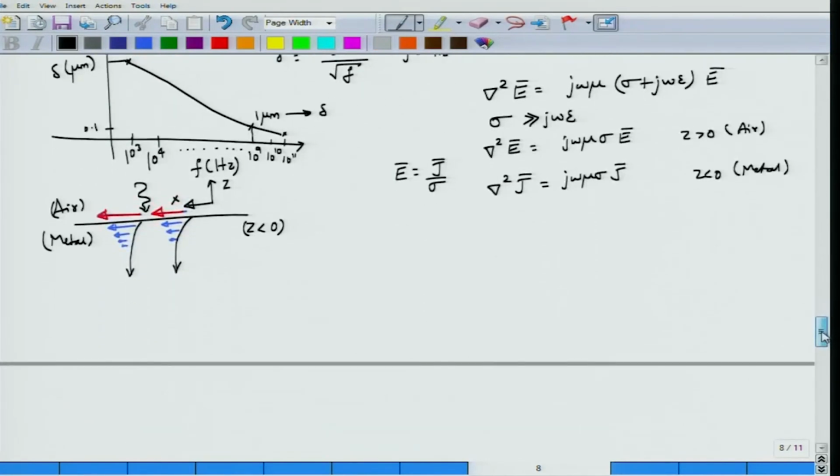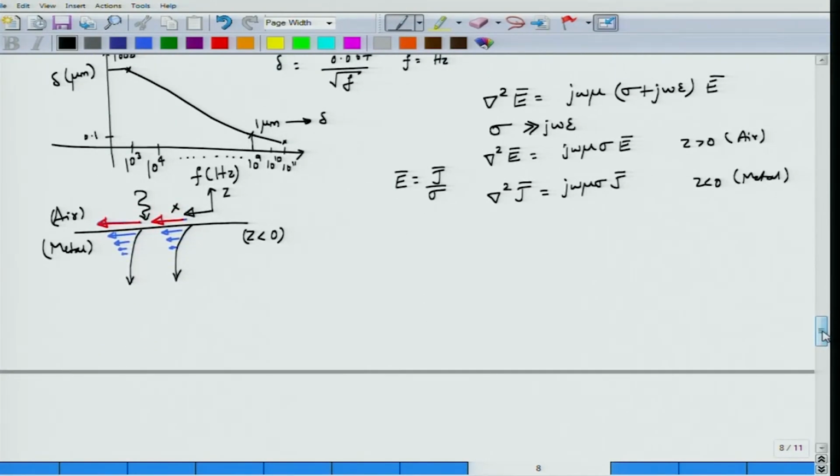But I already know that the electric field was propagating along z direction and polarized along x direction, and since E and j have the same polarization, I can replace this del square j by d square jx divided by dz square, right.